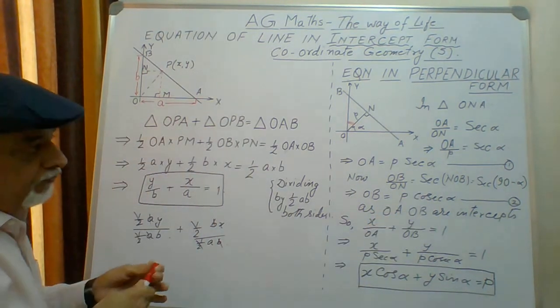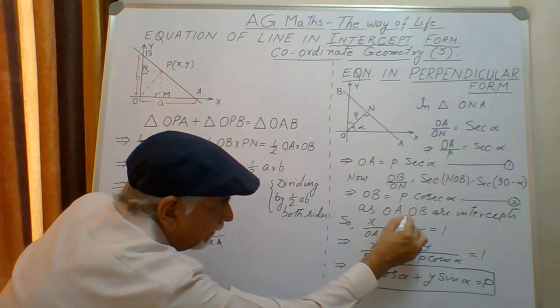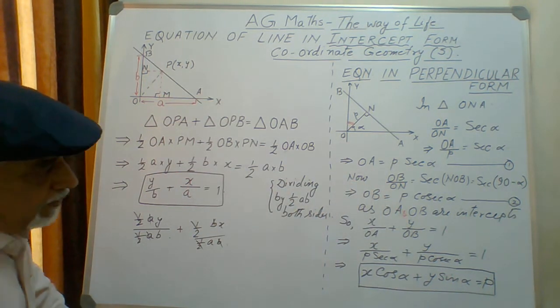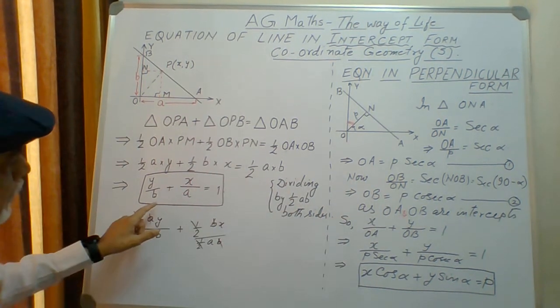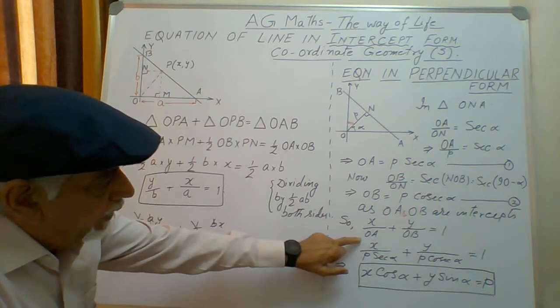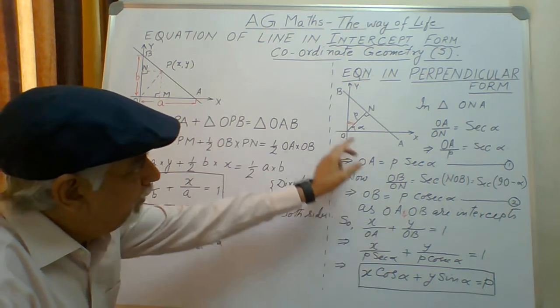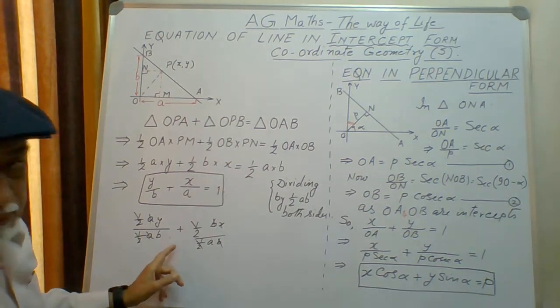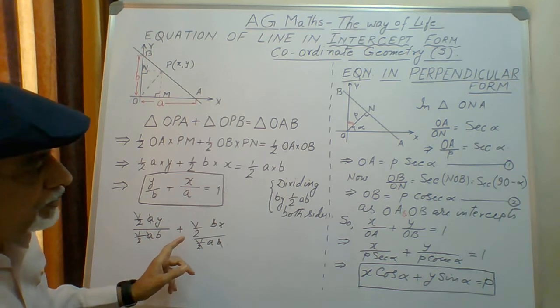You can say OA and OB are the intercepts. So by the intercept formula we know x by a plus y by b is equal to 1. So x by a is what? OA, plus y by b is what? OB is equal to 1. This is the previous formula we have already deduced.